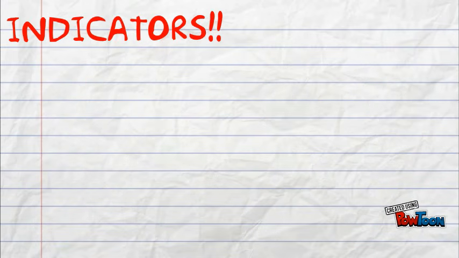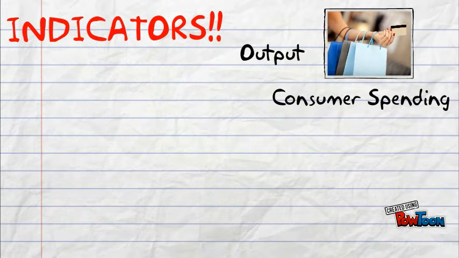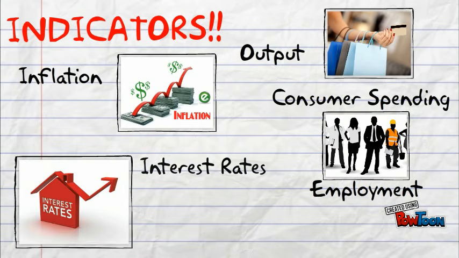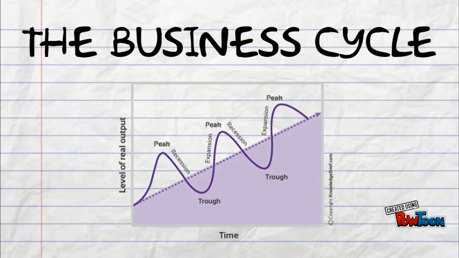It is important to note that the biggest indicators of the business cycle are output, consumer spending, inflation, employment levels, interest rates, and wage rates. So when you're in doubt, look to these to give you clues to the level of economic growth. And that is the business cycle.